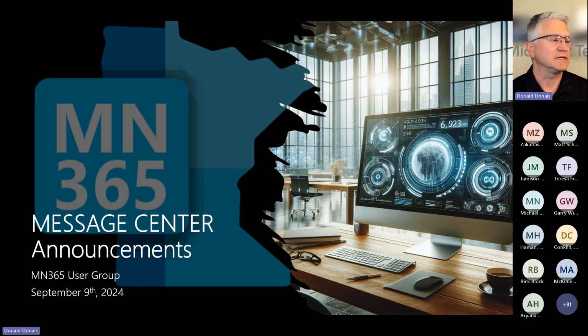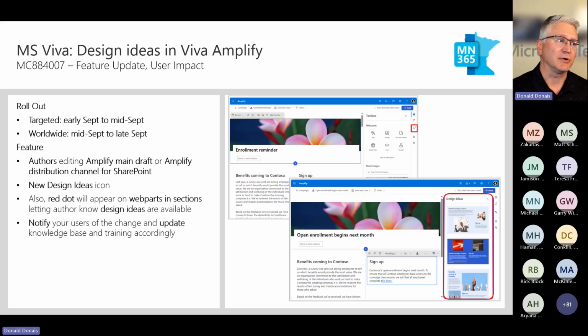So we're going to start here with September, and we're going to hit Viva right away. There's a couple of Viva ones that were in the queue that I want to call out. Those organizations that have Viva deployed, this is going to be really for you. The first one is on the Viva Amplify side of things. This is coming out, already started from a targeted tenant-wise. If you have those features enabled for preview, so you can get them ahead of time, that's targeted. Early September to mid-September, and then generally available mid-September to late September.